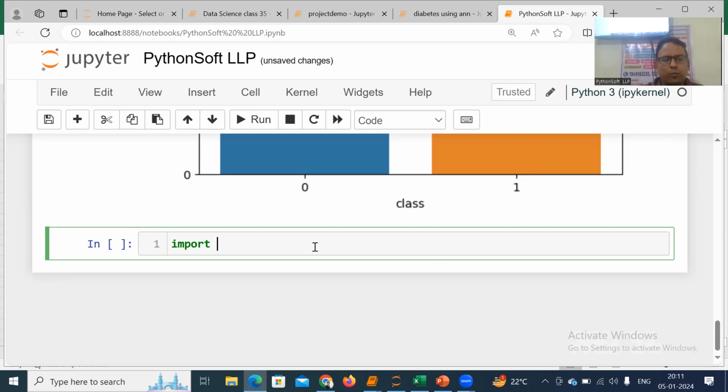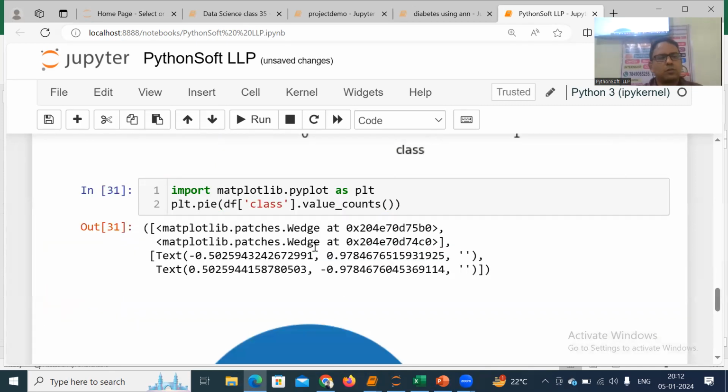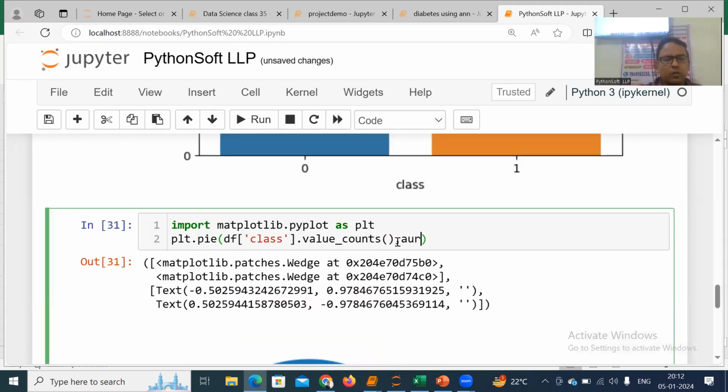For that, I'm doing import matplotlib.pyplot as plt, then plt.pie. What am I doing here? df of class dot value_counts. So see here, you got a graph. But the percentage is not showing. I'm writing here autopct. You may not know this command, but it's not required either. Just see what's happening.